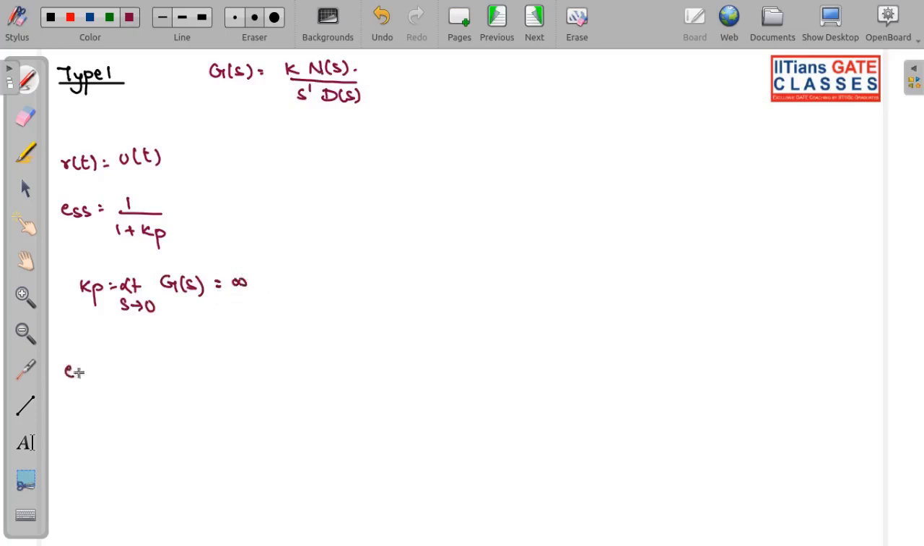So steady state error will be what? 1 divided by 1 plus infinite, so that will be your 0. So we will have 0 error when we have a step input.